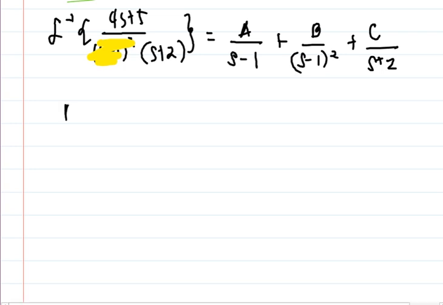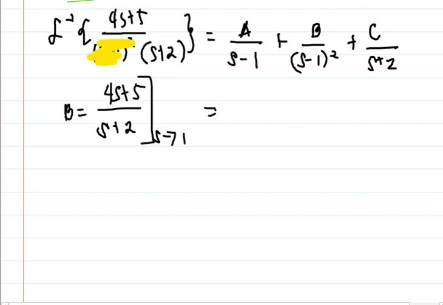So for B, what appears where s minus 1 squared was is the answer, which is 4s plus 5 all over s plus 2. And I am going to substitute the value as s approaches 1. So we have B equal to 4 plus 5 all over 1 plus 2, so this is 9 all over 3. Therefore, our answer is equal to 3.